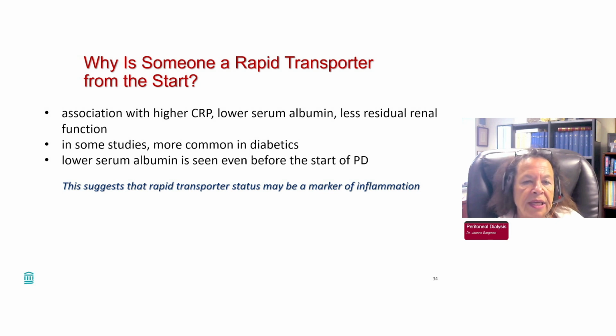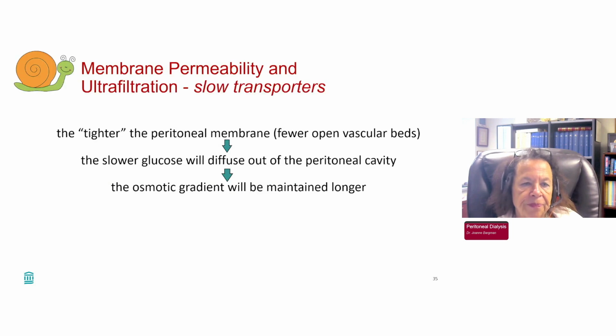And interestingly, the low serum albumin is seen even before the PD catheter is put in. In other words, once the PD catheter is put in and after a couple of months, the serum albumin is low. But if you look back, these patients, even before they had the PD catheter put in, already had a lower level of serum albumin, suggesting that maybe a rapid transporter just reflects generalized inflammation.